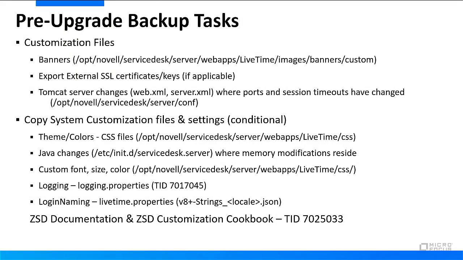Pre-upgrade tasks. Some things that you want to do on upgrading are backing up the customization files, banners, external SSL certificates, Tomcat server changes. Again, this is if you've made changes to those settings. Copy system customization files, and we'll do that in our demonstration. And again, it's only if you've gone to those locations and modified those files. If you haven't, you won't have to restore any of those. But you can check that out on the ZSD documentation site or the ZSD customization cookbook 7025033 should you need some assistance with that.